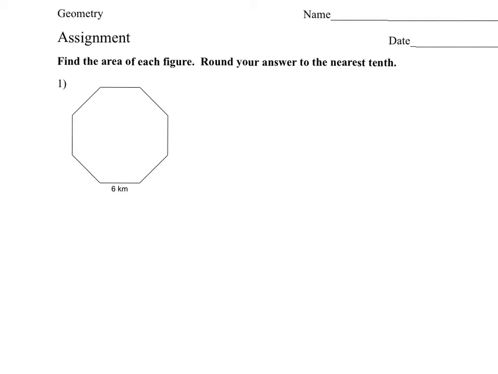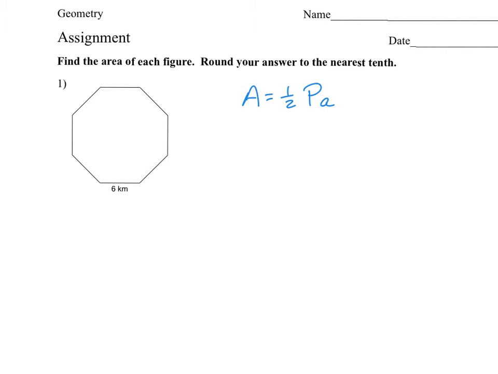Okay, so today we're going to find the area of figures where, when you find that little triangle in the bottom, the angles are not 30, 60, 90 or 45, 45, 90. So we have to use SOHCAHTOA. And remember, you should know this formula by now. The area is 1/2 perimeter times apothem.